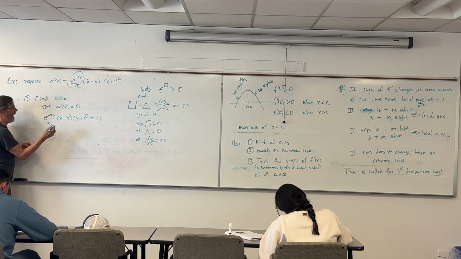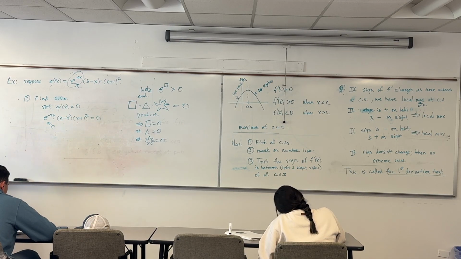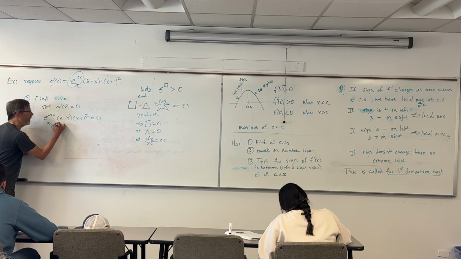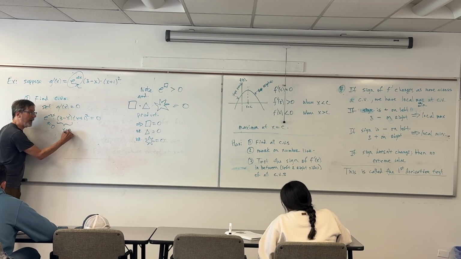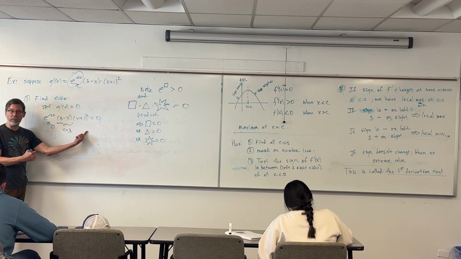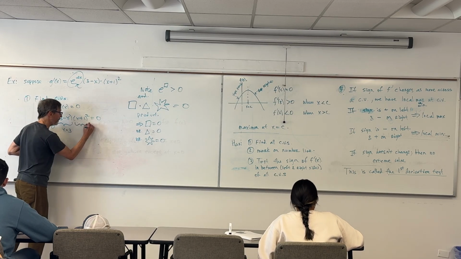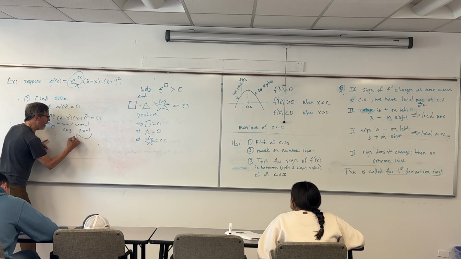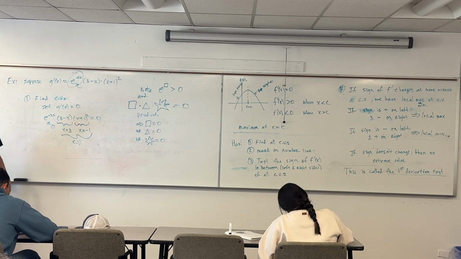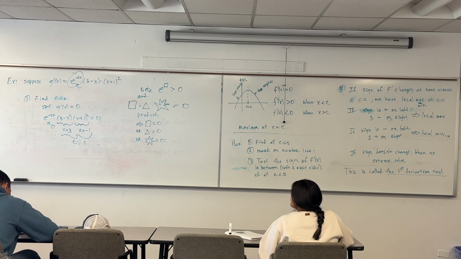So I already know this can't be 0, thanks to Joshua. This could be 0. What would x need to be for this to be 0? 3. Everybody good on that? So that's a solution. Then what about here? -1. -1, thank you. So x equals -1. So here are my critical values. Got 2 of them, 3 and -1. Let me stop. Let me know if this is cool.